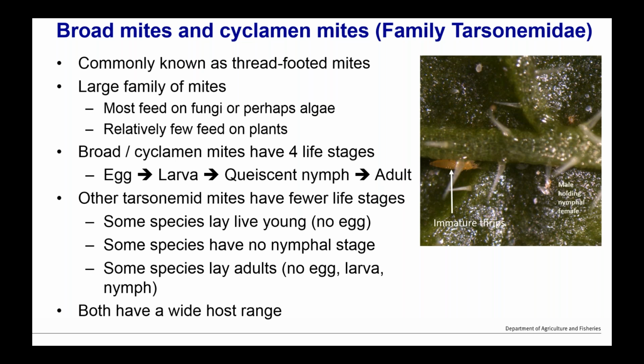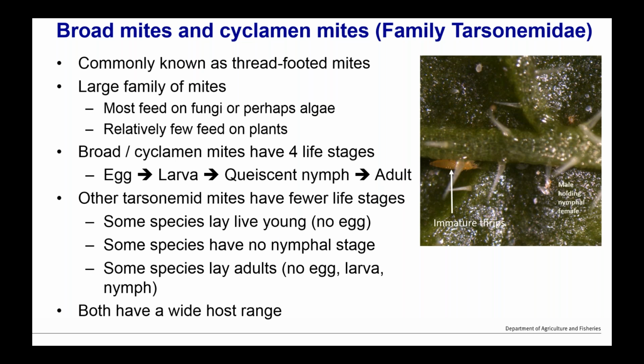They both have 4 life stages. They have an egg stage, a larval stage, then a quiescent nymph, and then it turns into an adult. To give you an idea of size, this is an immature thrips. You could just make this out with your naked eye if you're practiced at looking at thrips, and this is a broad mite, a male holding the nymphal female. We'll talk about that more in a minute. So broad mites and cyclamen mites are very small. You cannot see them without significant magnification.